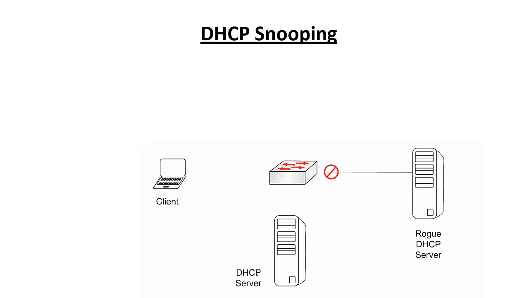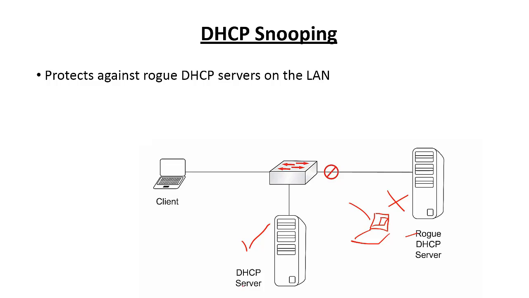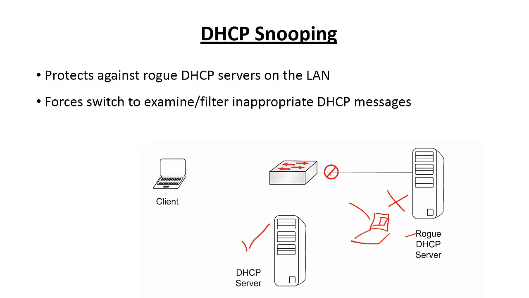DHCP snooping. This is the legitimate one here. This is the rogue that somebody's attached to your network, or they've downloaded some code accidentally onto their device, and it's trying to take over as the DHCP server for this segment of your network, which you don't want to happen. It forces the switch here to examine and filter inappropriate DHCP messages.